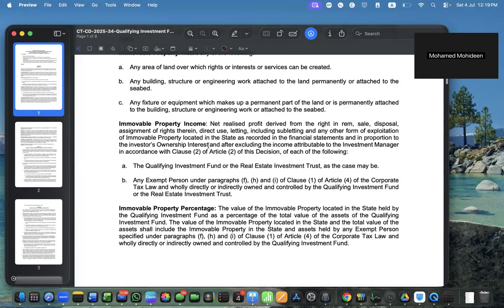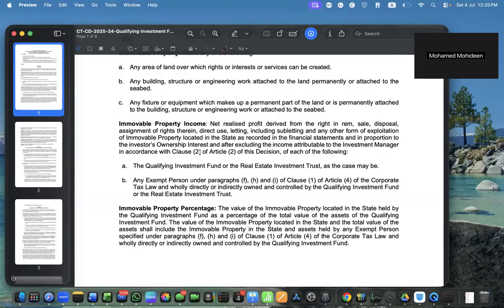Let us read the rest of the sentence as well. Including subletting and other forms of exploitation of the movable property which is located in the state as recorded in the financial statements, and in proportion to the investor's ownership interest, how much amount the investor has invested in that fund, and after excluding the income attributable to the investment manager. Now, this is the compensation that is awarded to the investment manager. We'll deduct that as well. So, what will be remaining?